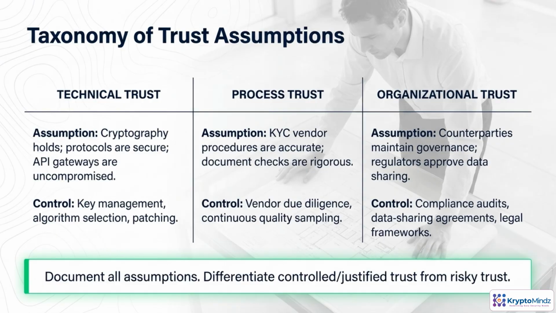Underneath all of this, think about trust in three layers: technical, process, and organizational. Technical trust is your cryptography, protocols, and gateways behaving as expected. You control it with key management, algorithm choices, and patching. Process trust is believing your KYC workflows and vendors actually do what the contract claims. Here you use due diligence, SLAs, and ongoing sampling. Organizational trust is assuming counterparties and regulators govern correctly, enforced with audits and legal agreements. Your role is to make these assumptions explicit, then separate justified, controlled trust from blind, risky trust.